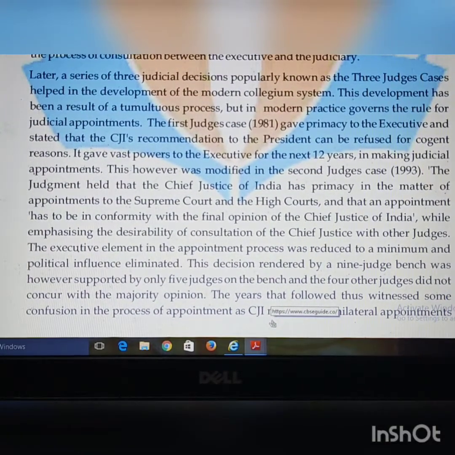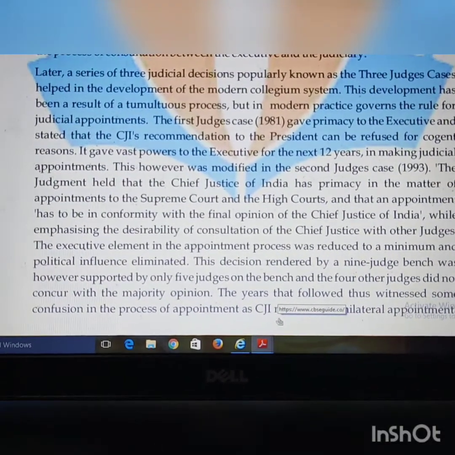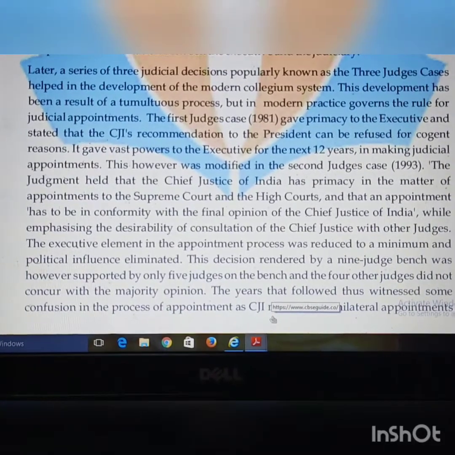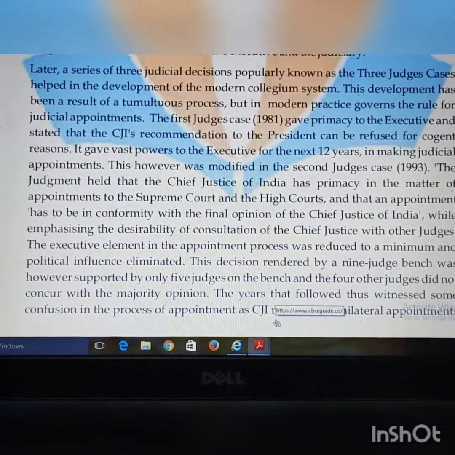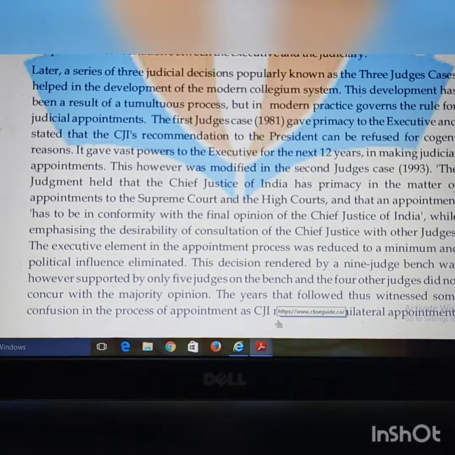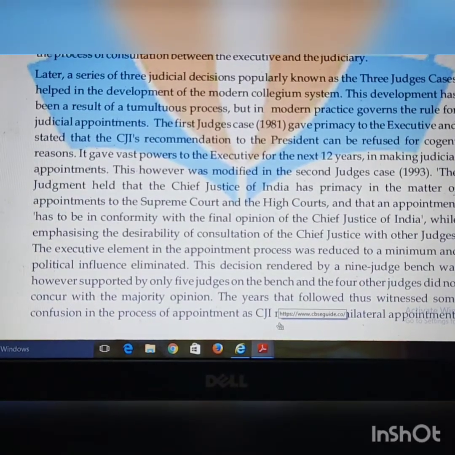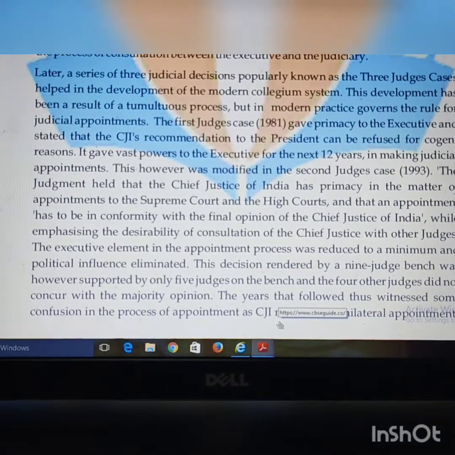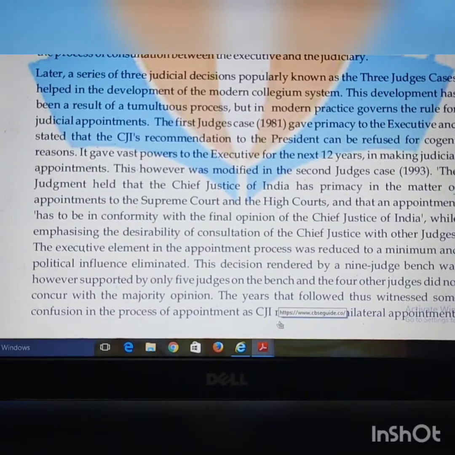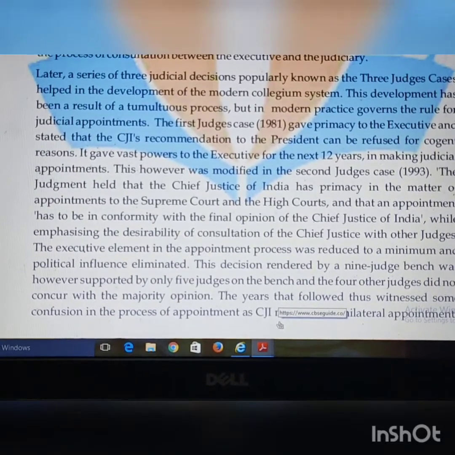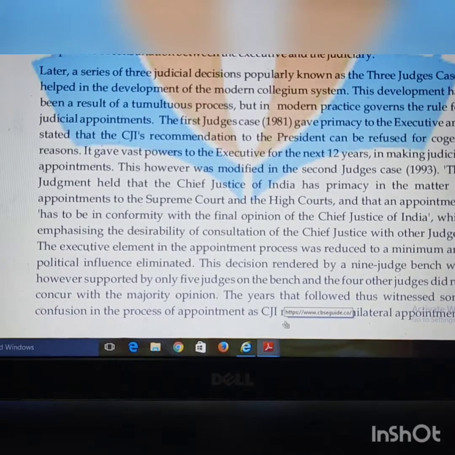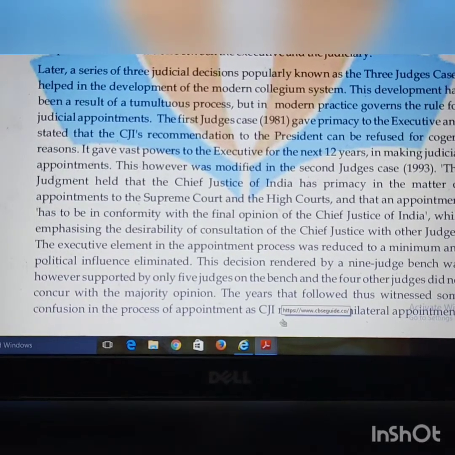Executive element in the appointment process was reduced to a minimum and political influence eliminated. Now after the second judges case, political influence was eliminated, उसको हटा दिया गया था. फर्स्ट जजेस केस में 12 साल तक पॉलिटिकल पावर ही दी गई थी, लेकिन सेकेंड जजेस केस में उसको हटा दिया गया था. This decision was rendered by a 9 judge bench.